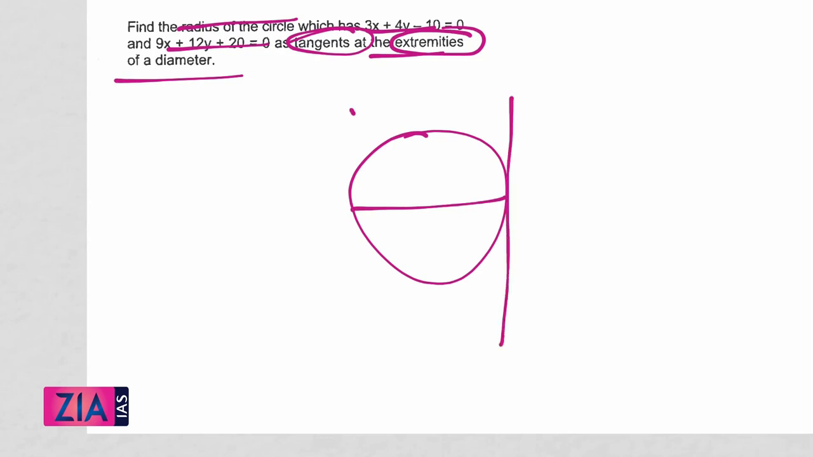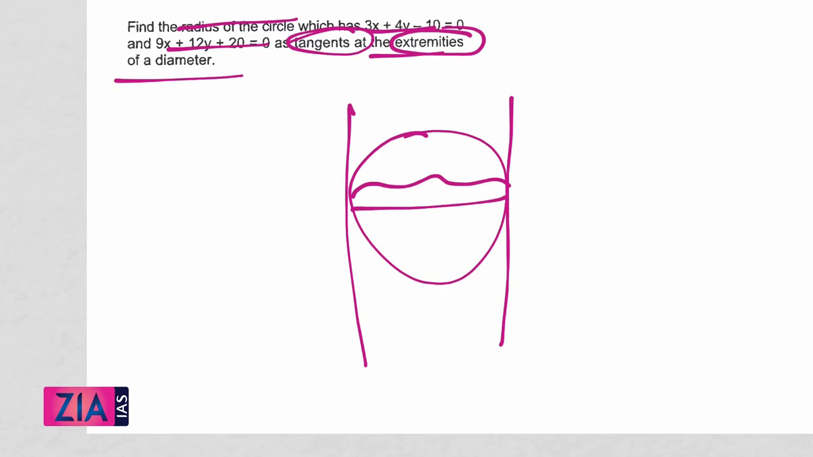Okay, so now it is given that the lines are at the extremities of the diameter. So let's suppose there is a circle and there is a diameter. These two are like this. So clearly you can understand that you need to find the distance between two parallel lines, right? So you need to find the distance between two parallel lines. So the information is given already. No need to have any doubt here. You can solve it very easily.